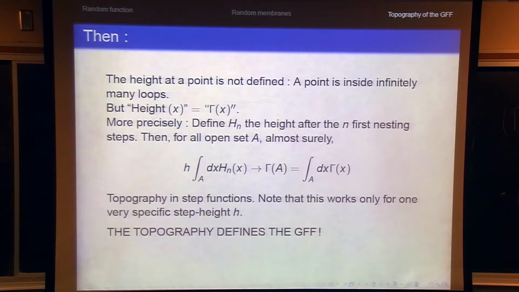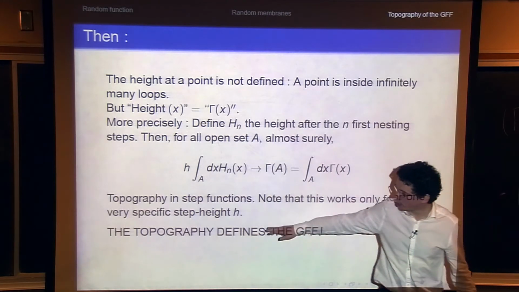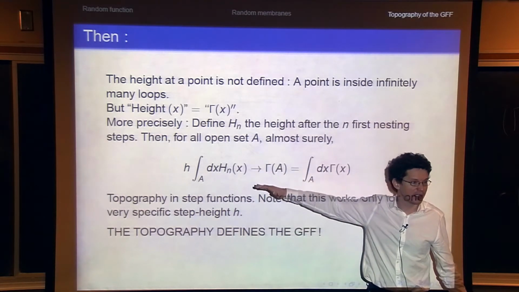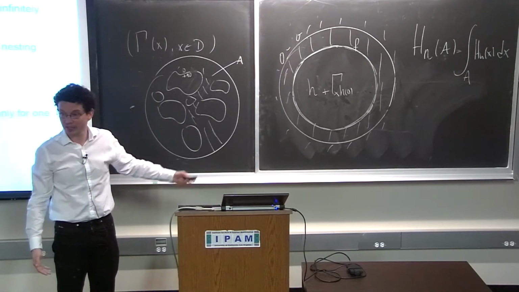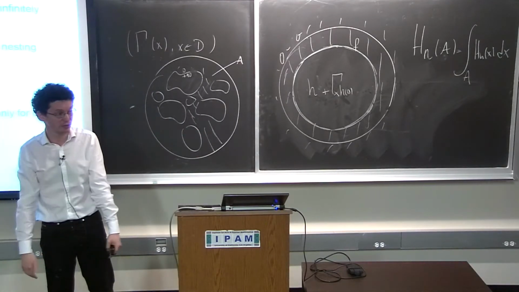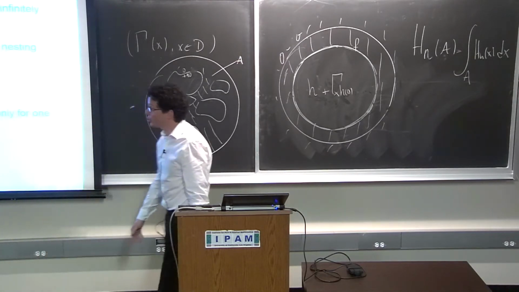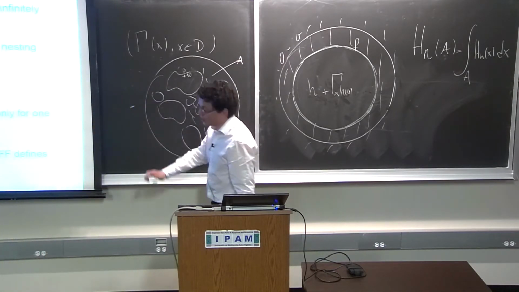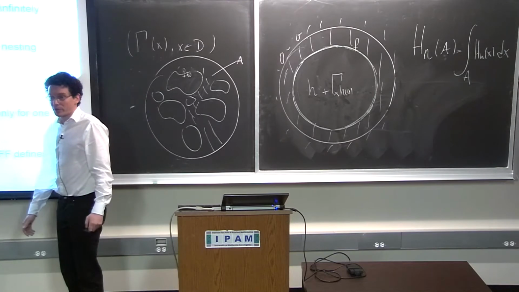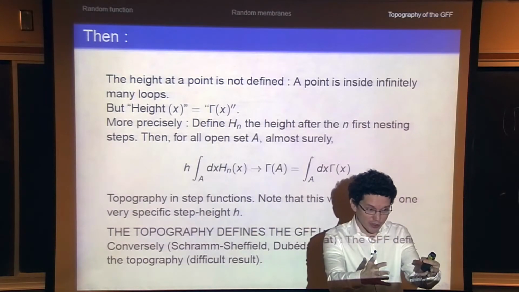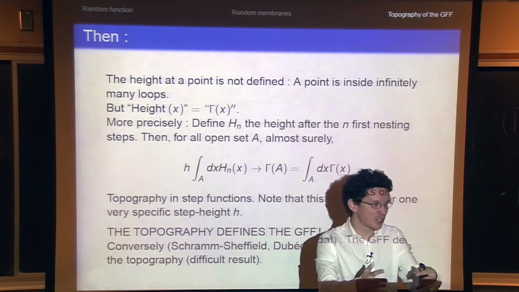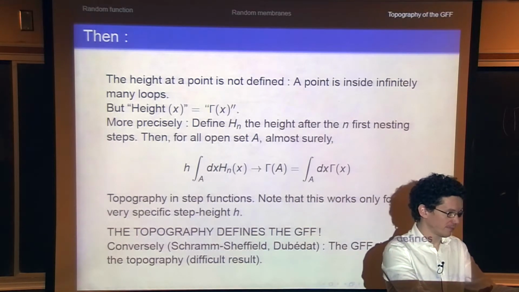In the statement I made, the topography you define, these level lines, is defining for you the function, the Gaussian free field. I said Hn converges to the Gaussian free field. That's fine. Now, what you can do, and this is a difficult statement, is this: if I give you the Gaussian free field, there's just one topographic map that works.